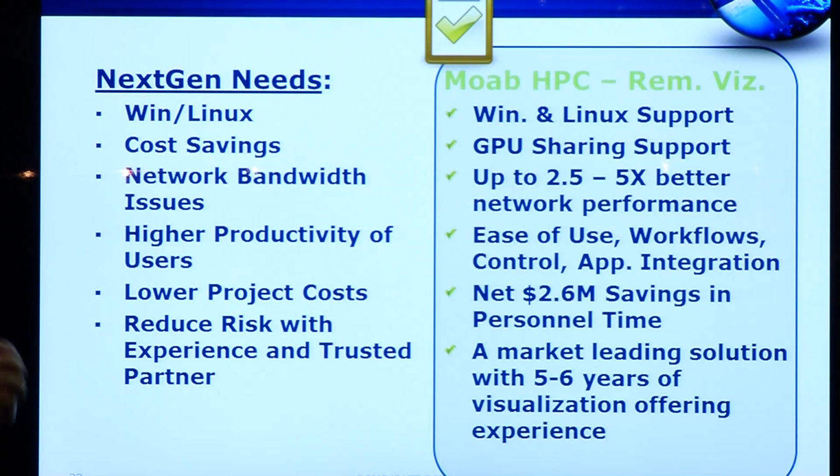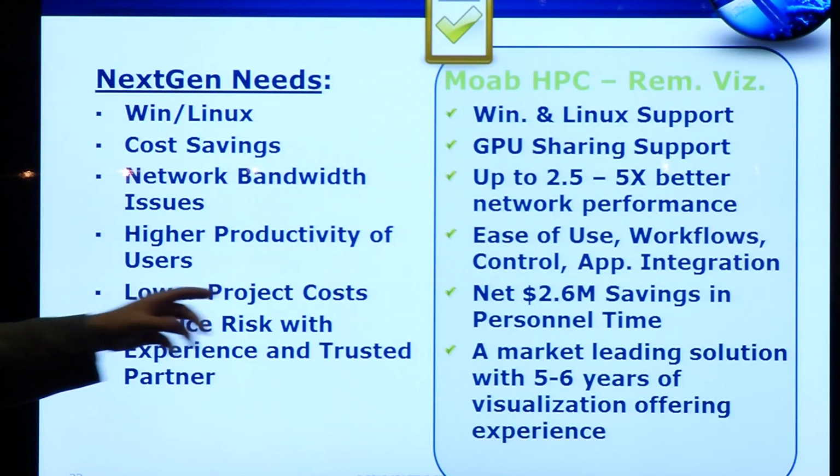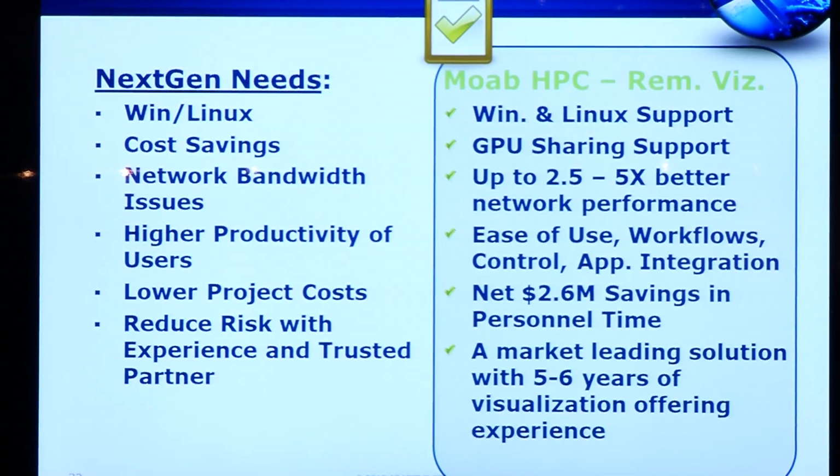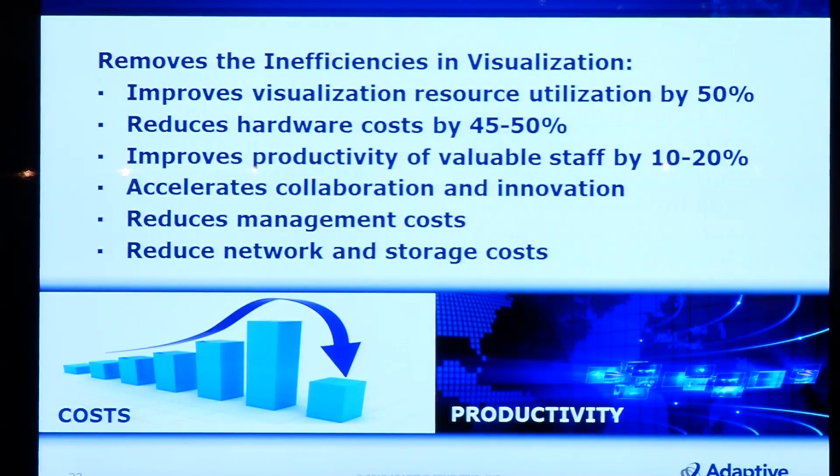So the choice for them for next gen is obvious. They need Windows and Linux. They need the cost savings. They want to share the GPUs. They definitely want the 2.5 to 5 times better performance. They want the ease of use. They want to collaborate. They want to break down those silos with the workflow management. They really have their eye on that $2.6 million savings, and they have the confidence that this is a solution that's been out there for multiple years and is very experienced in terms of integrating with different applications. So that's what they choose. They choose Moab Remote Visualization Edition, and certainly we invite you to do the same thing.